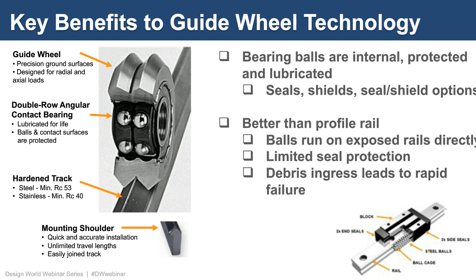Let's compare this to recirculating ball linear guide technology, where the ball bearings roll directly on the exposed linear rail. Any debris must be removed by the wiper seals, and dirt ingress will lead to very rapid failure. There is no wiping action on a profile rail, and the seals must push the debris ahead of the balls.